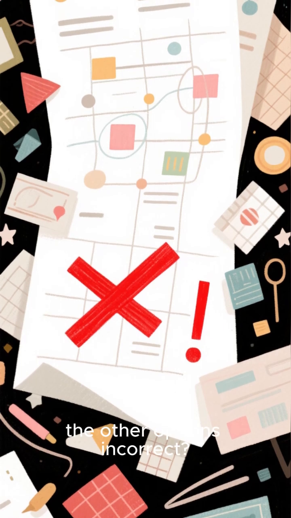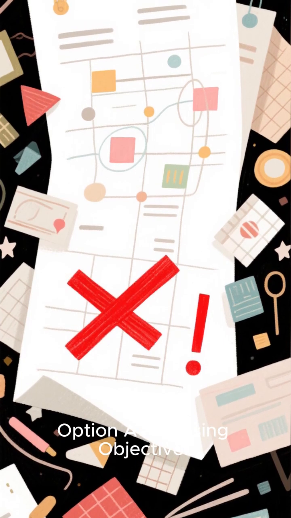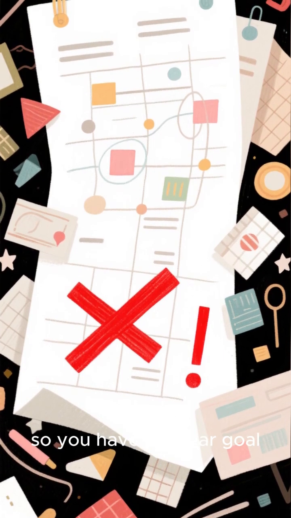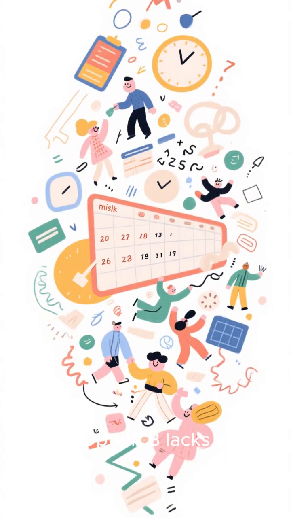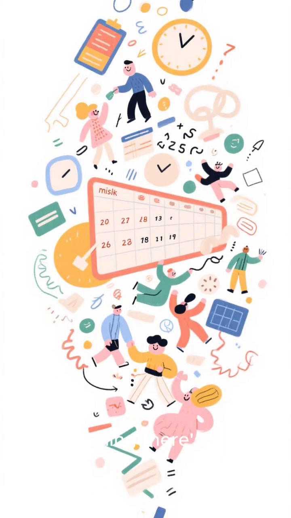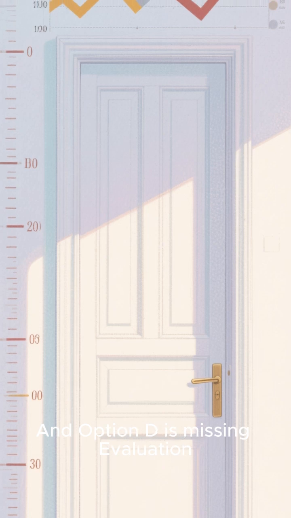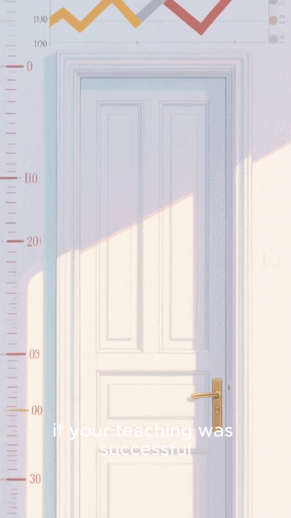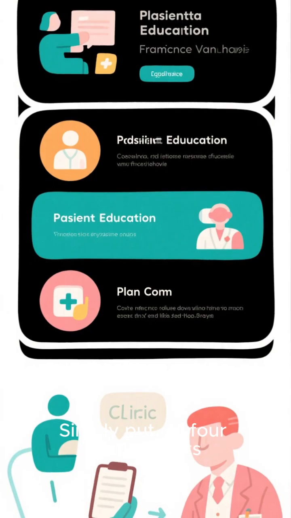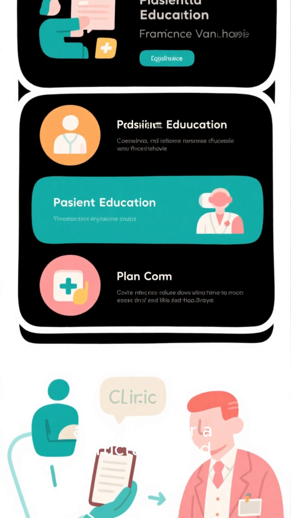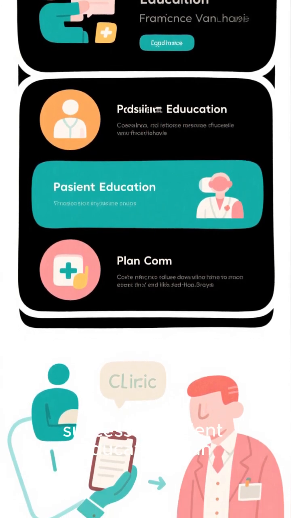So, why are the other options incorrect? Option A is missing objectives, so you have no clear goal. Option B lacks content and time allotment, meaning there's no structured plan for delivery. And option D is missing evaluation, so you have no way to measure if your teaching was successful. Simply put, all 4 components are critical for a structured and successful patient education plan.